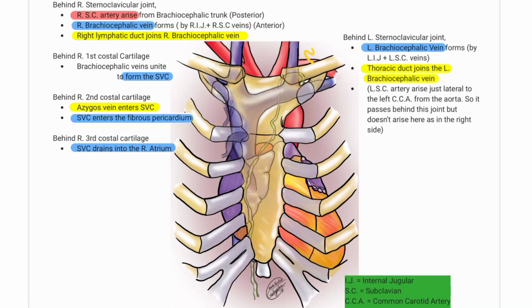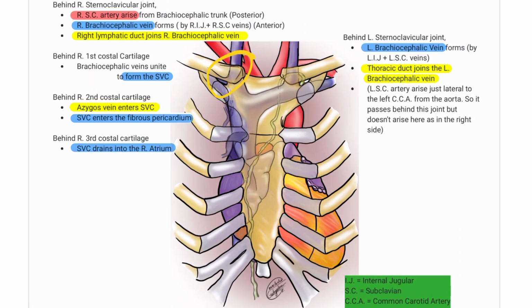Then the left thoracic duct joins the brachiocephalic vein behind the left sternoclavicular joint, and the right lymphatic duct joins the right brachiocephalic vein behind the right sternoclavicular joint. And then the right subclavian artery arises from the brachiocephalic trunk behind the right sternoclavicular joint. And the azygous vein enters the SVC just before it pierces the pericardium at the right second costal cartilage.